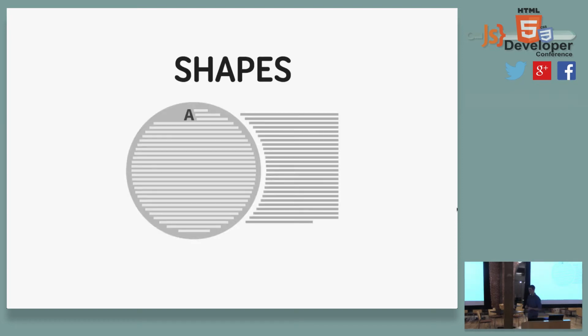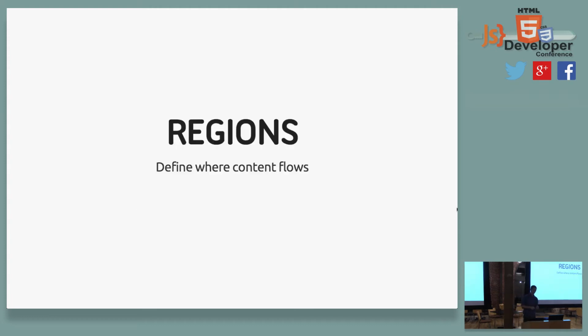Cool, so let's go over shapes. This is a really easy one, and it's really cool. We've had floats for a while, and if you've ever floated an image left or right, you notice that content flows around it pretty well, but it does it in a very rectangular way, right? So the idea here is that if I have an item that might be a circle or a trapezoid or whatever polygon I can think of, I can float it, I can define a shape within CSS, and the content that's around it will flow in the way that I expect it to.